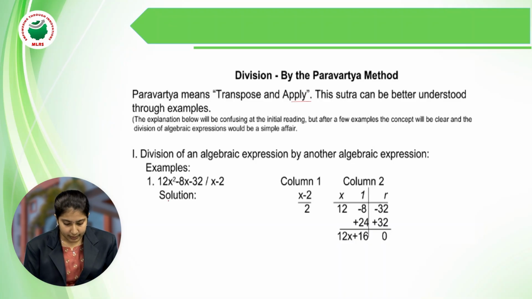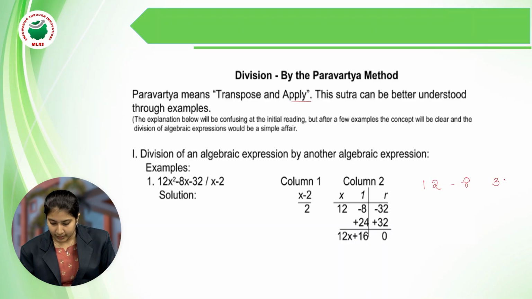In the given example, if you see here, we have to divide 12x square minus 8x minus 32 by x minus 2. These both are algebraic expressions. So instead, what I will do is first I will write the coefficients, that is 12, minus 8, then minus 32. I have to divide it by x minus 2, right? So here division should be done by x minus 2.